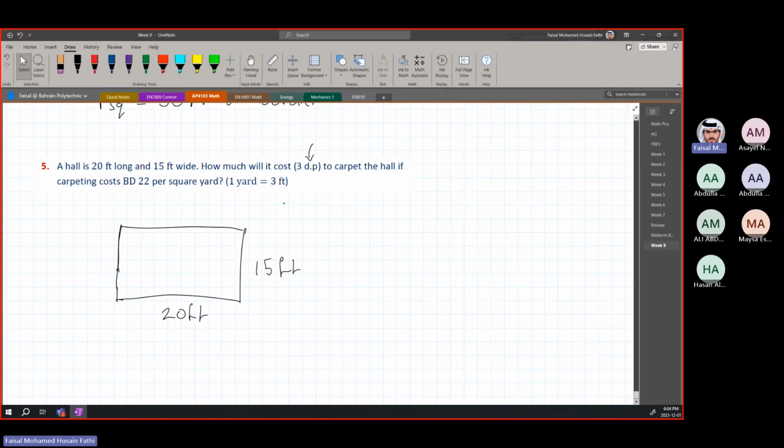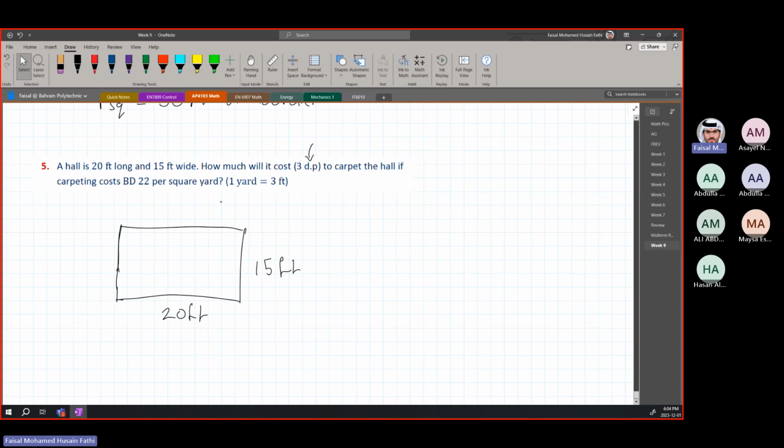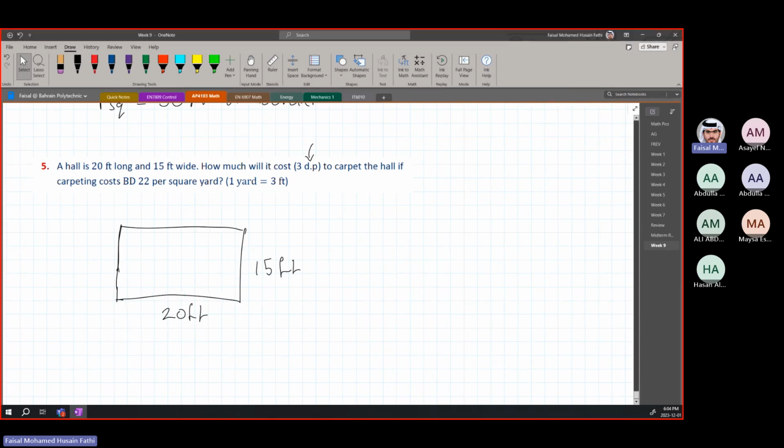Okay, so it says how much will it cost to carpet the hall if carpeting costs 22 BD per square yard. What does that mean? They want to put carpet on the floor of the hall. And each square yard, keep in mind, they say 1 square yard, which is 1 yard squared, costs 22 BD. They gave us the dimensions in feet. This is in feet, but they gave us the conversion.